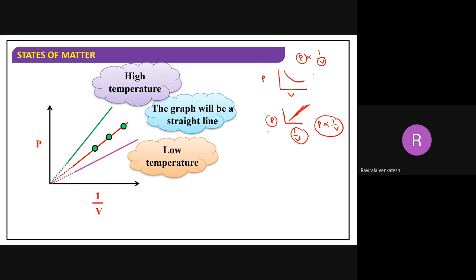So in examination, they may ask you like this also. When you get a straight line, pressure against 1 by V, if they take 1 by V on the x-axis, you will get a straight line. On the x-axis, if they take volume only, you will get this type of downward direction, a line going down here.